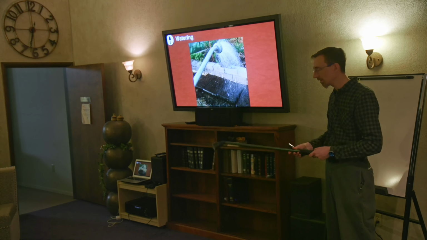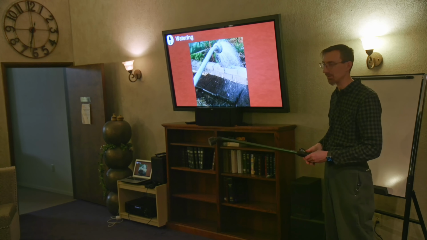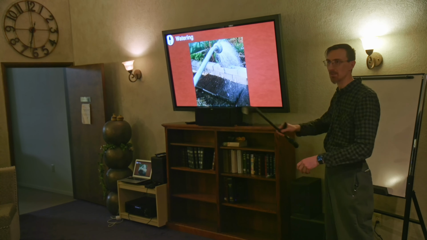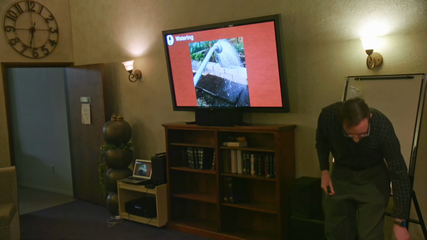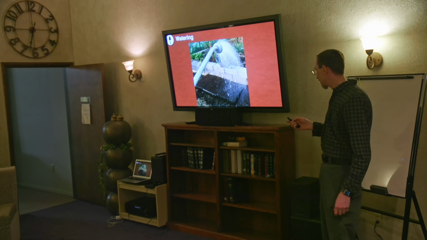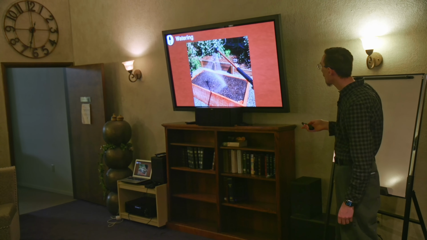Or also the kind that you squeeze and they have a little head and you turn it, and usually it's forcing the water out pretty heavily. So this slows it down and makes it more of a gentle rain over the top. So this is helpful for doing top watering. So that's kind of what that looks like there.